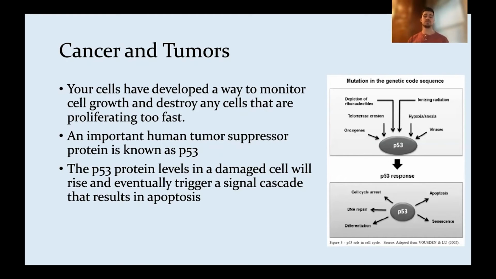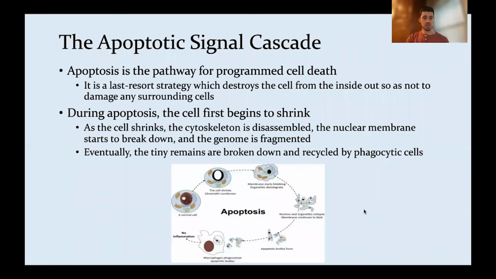And that is, again, a very popular signal cascade that you may see on the MCAT, which we'll talk about right now, actually. The apoptotic signal cascade: apoptosis is the pathway for programmed cell death. It is a last resort strategy, which destroys the cell from the inside out so as not to damage any surrounding cells. And that's super important because there are a bunch of different ways in which cells can die, like necrosis and autophagy, but apoptosis is specifically programmed for cell death.